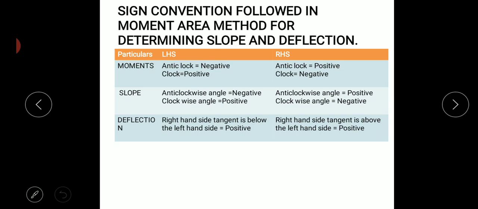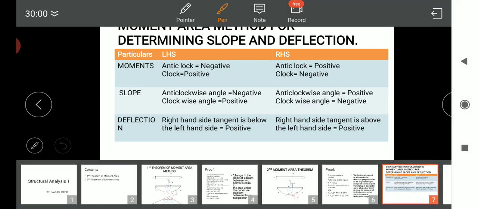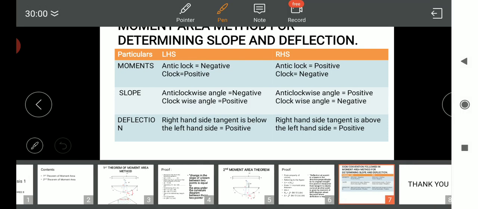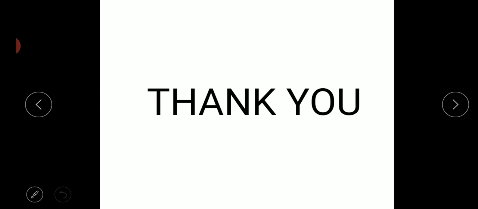For deflection, if the right hand side tangent is below the left hand side tangent, then that deflection is taken as positive. If the right hand side tangent is above the left hand side tangent, then it is taken as negative. So this is all about that. Thank you.